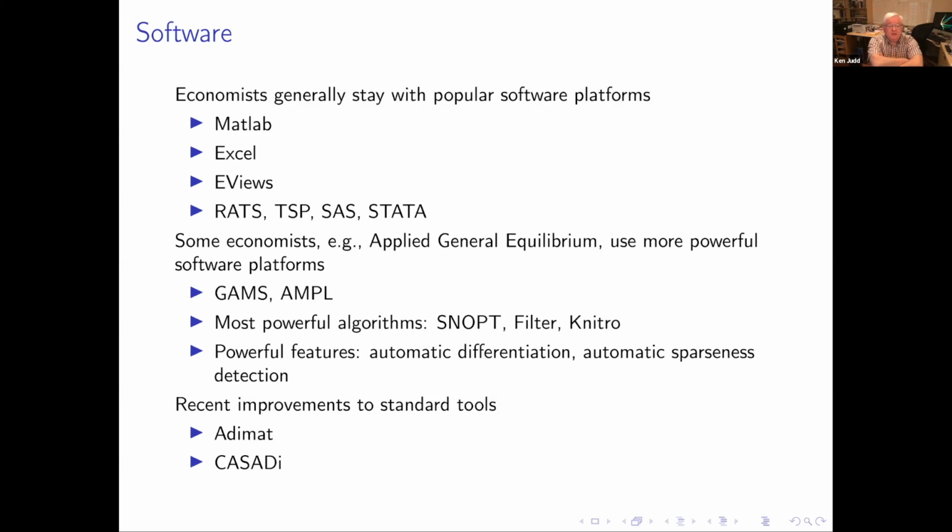Now, economists have generally stayed with popular software platforms, as I've commented on before. Some economists, particularly in the field of applied general equilibrium, use better software and platforms, GAMS, AMPL, and that gives them access to the most powerful optimization procedures, solvers, and also comes with very powerful features, automatic differentiation and automatic sparseness detection.